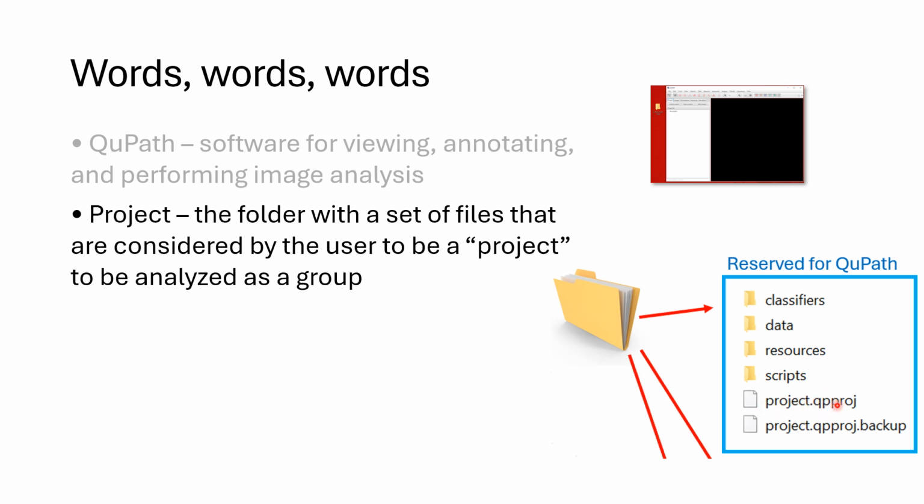The project.qpproj file is, let's say, the text file that holds everything together, so that will point to both the current location of the images and the data file that they're associated with, to just kind of tie everything together.